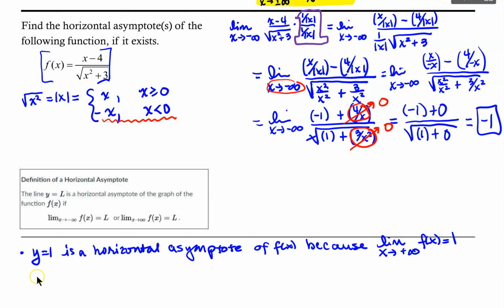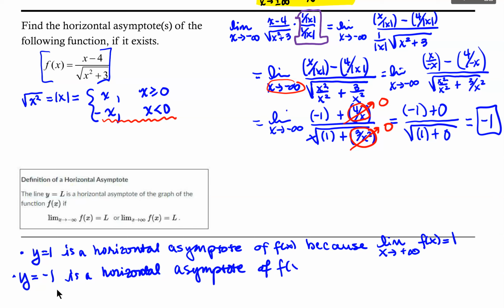So what we can say is that y equals negative 1 is a horizontal asymptote of f of x, because the limit as x approaches negative infinity of f of x equals -1.